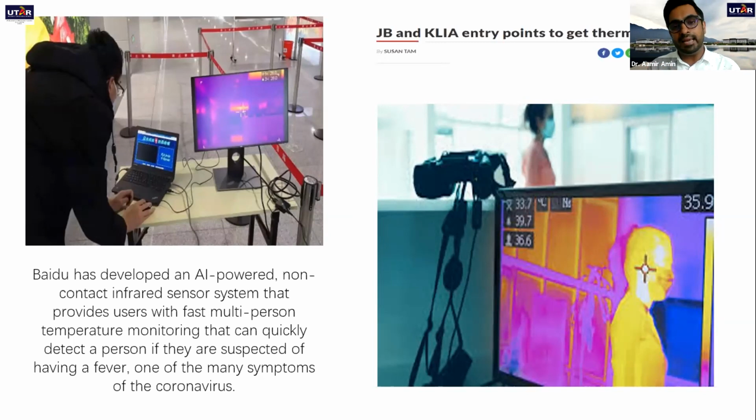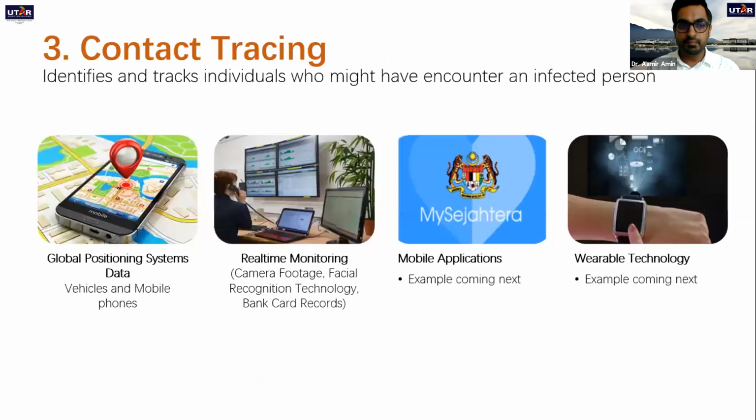Now, we know that in KLIA, which is Kuala Lumpur International Airport, and JB Johor Bahru Airport as well, on the entry points, they have put these thermal scanners, which can scan whether a person has high body temperature, and whether they can be suspected of having any symptoms of the coronavirus.